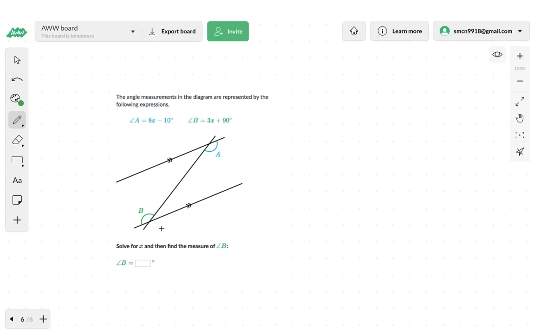So if you look at your organizer, you can tell that these are alternate interior angles. And the rule that applies to that is that they are equal to each other. So we're going to set up another equation where they're equal to each other. So I'm going to do 8x minus 10 equals 3x plus 90. Okay, so now the same way we solved this before, we're going to solve this one. So I'm going to subtract. I'm going to get my variable to one side.